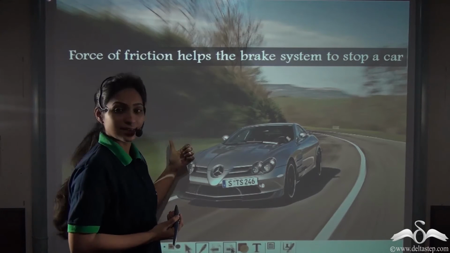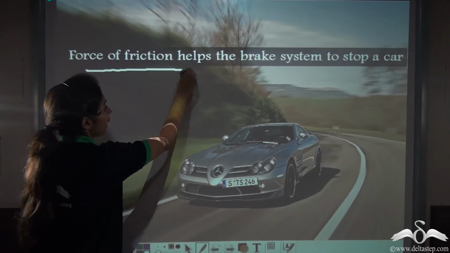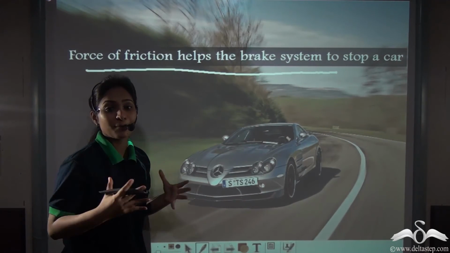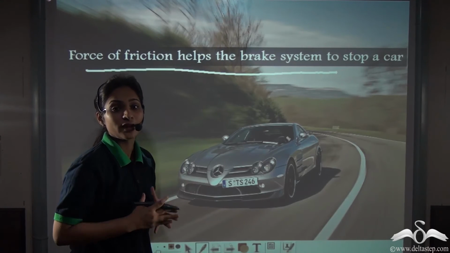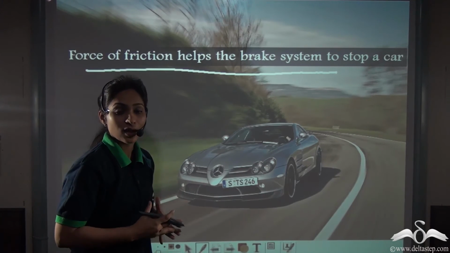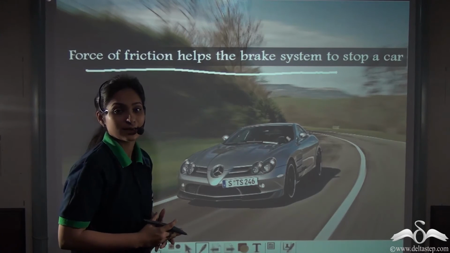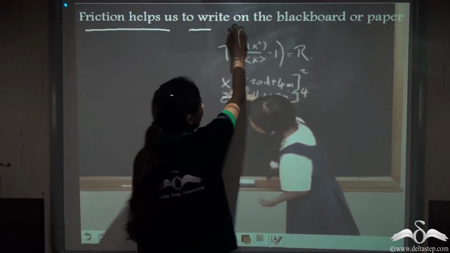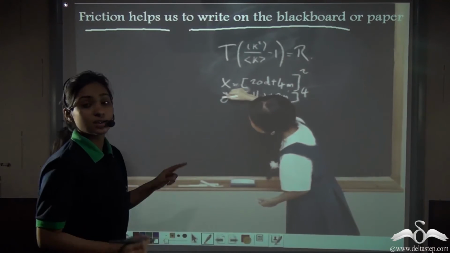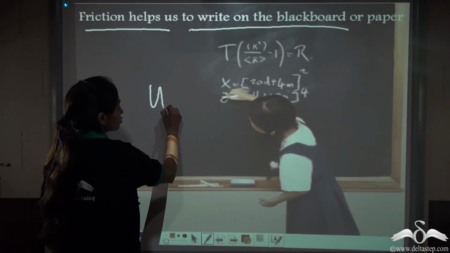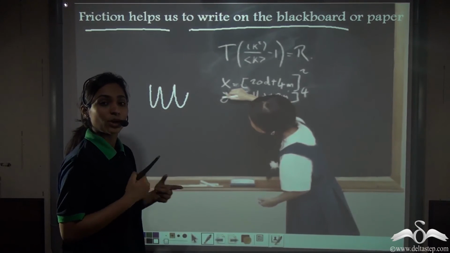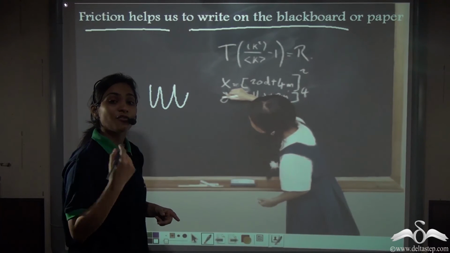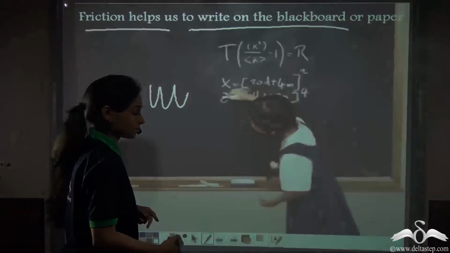How? This is an example. The force of friction helps the brake system to stop a car. The frictional force forms a big part of the brake system when it stops a car. Not only in cars, but also it helps in bicycles. Now, friction also helps us to write on the blackboard or paper. This is friction that is allowing me to write on this board. Otherwise, the pen would have fallen from my hand, or if you even write on a blackboard or a paper, the pen will fall from your hand if friction is not present.